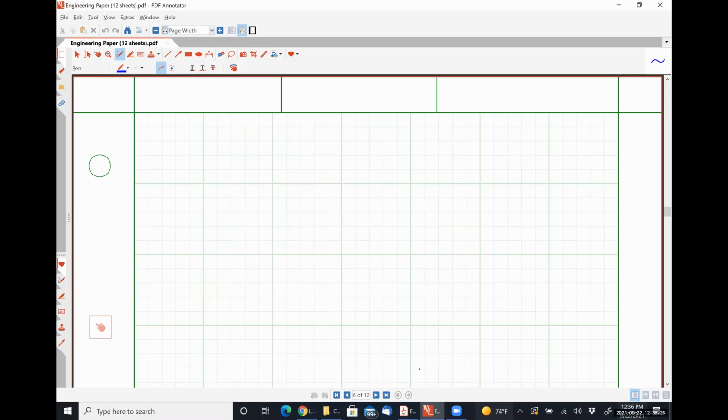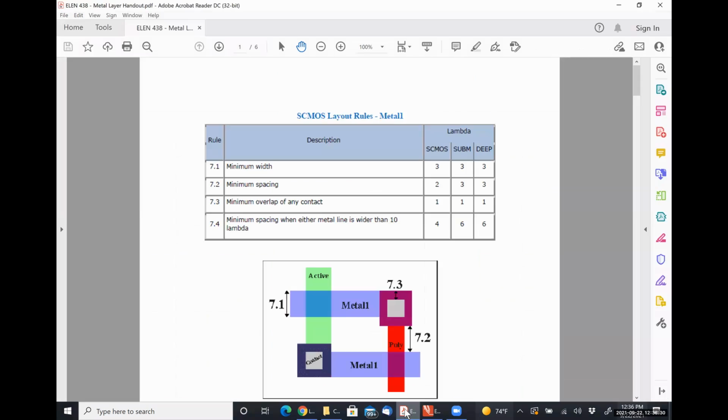For today's class meeting, we are going to be talking extensively about the metal layers. So this is something that I'm going to be uploading later today for you guys. This is just a little handout that I prepared that specifically has the design rules.